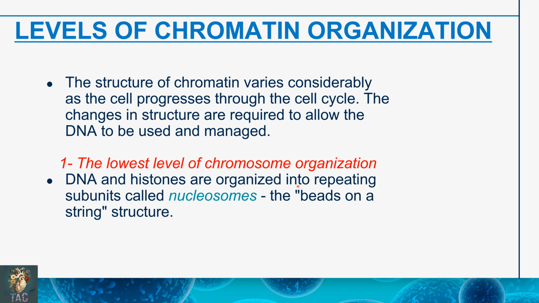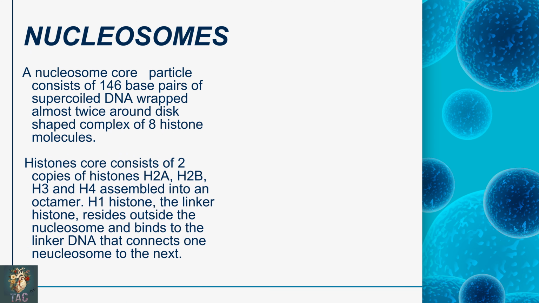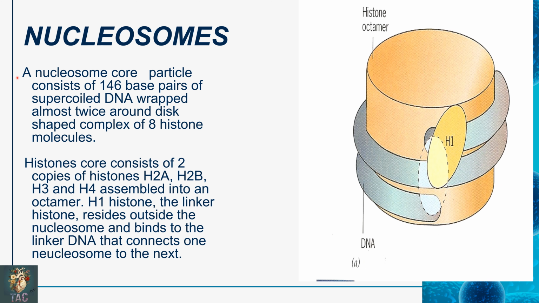The lowest level of chromosome organization is that the DNA and the histones are organized into repeating subunits called nucleosomes. They give the appearance of beads on a string. So what is the nucleosome? The nucleosome core particle consists of 146 base pairs of supercoiled DNA. Here you can see the supercoiled DNA containing about 146 base pairs, and it wraps almost twice around the disc-shaped complex of 8 histone molecules.